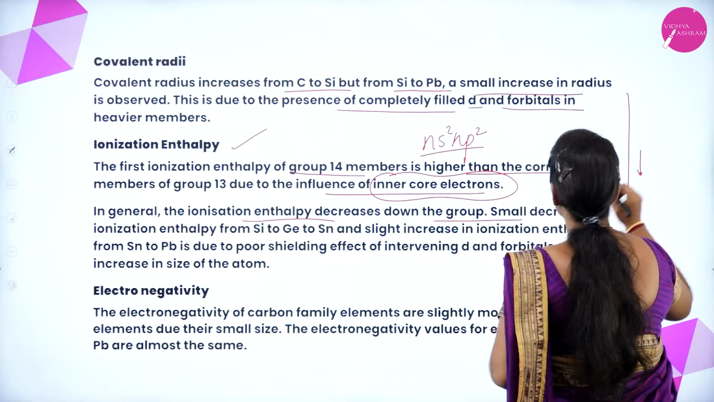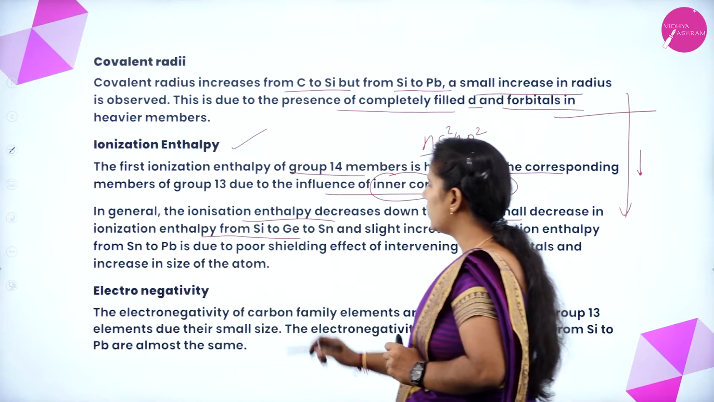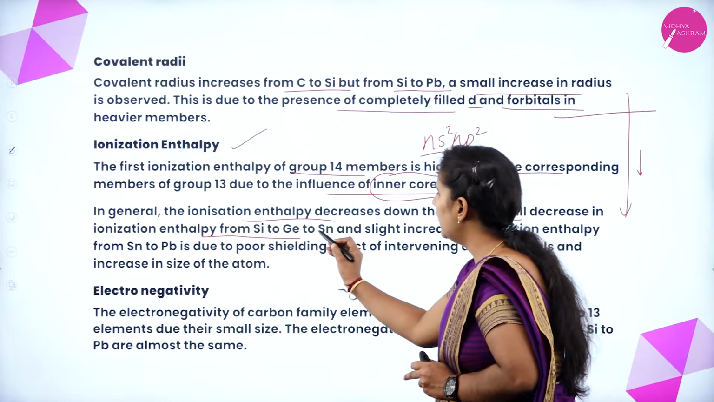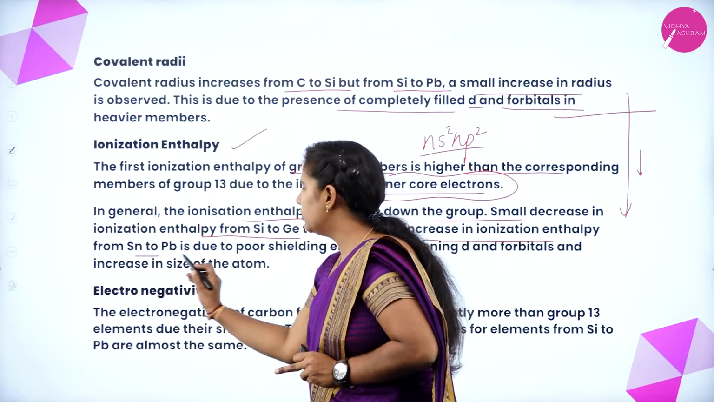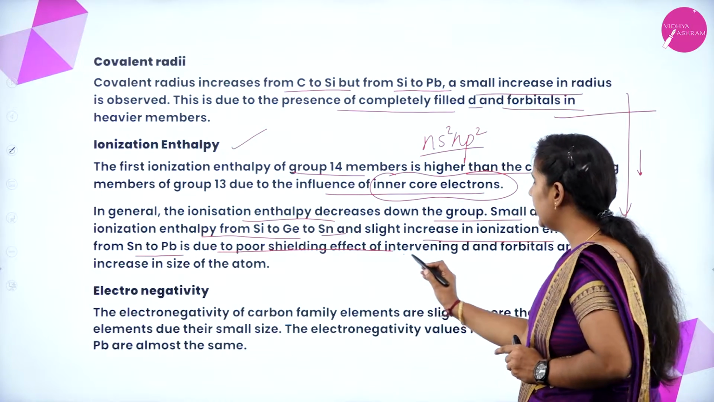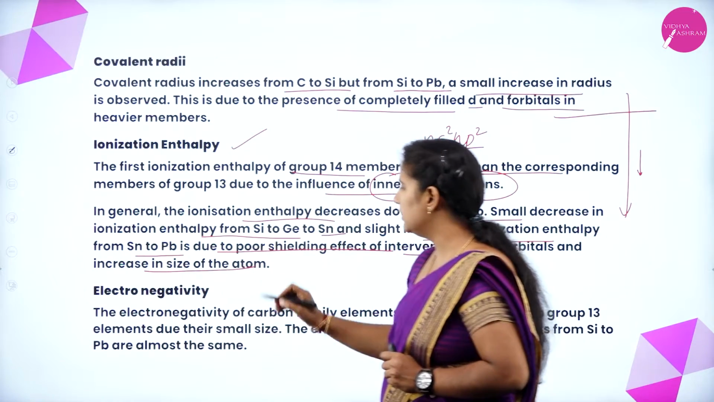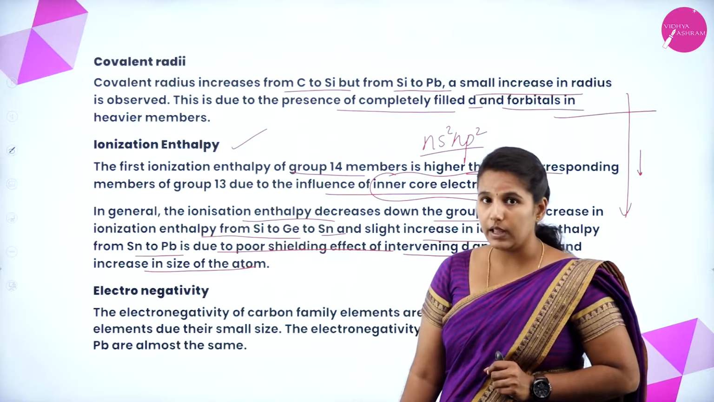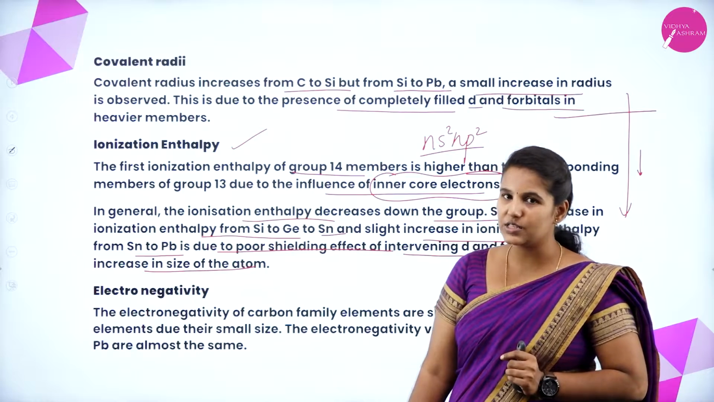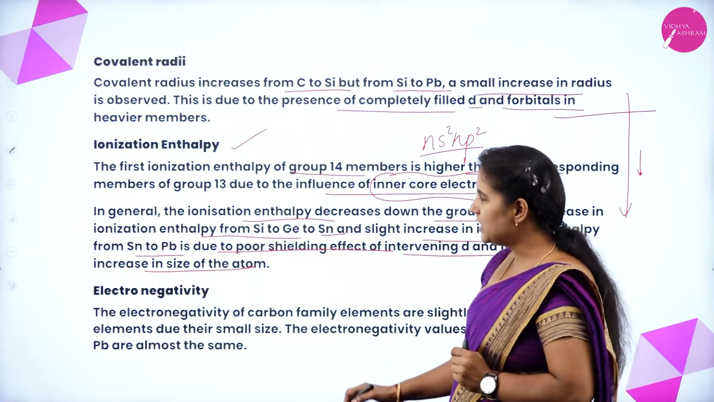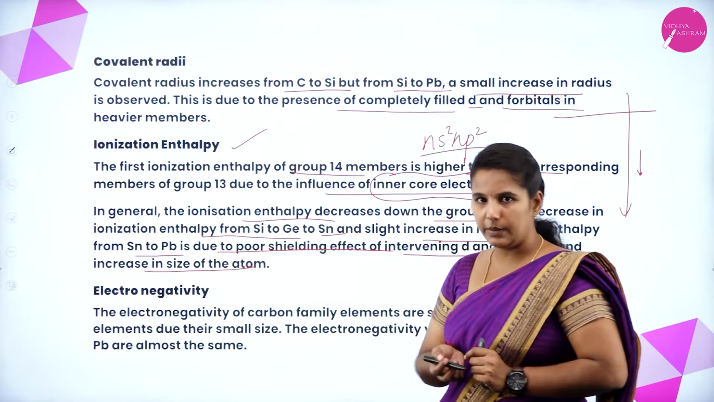So it decreases down the group, and there is a small decrease in ionization enthalpy from silicon to germanium, then to tin. And a slight increase in ionization enthalpy from tin to lead, due to the poor shielding of intervening d and f orbitals, and an increase in the size of the atom. What does it mean? As we move along the period, an increase in ionization enthalpy is observed. So in group 14, from tin to lead, a small increment is there.